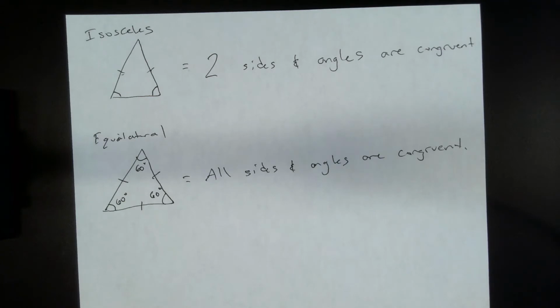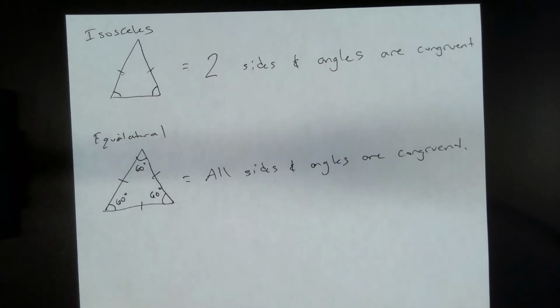Okay, let me pitch an idea to you. Isosceles triangles say two sides and angles are congruent. Is an equilateral triangle an isosceles triangle? Yeah, it is, right? Because it at least has two sides that are congruent. So an equilateral triangle is in fact an isosceles triangle also. Because isosceles is actually two or more. We just don't ever talk about it.